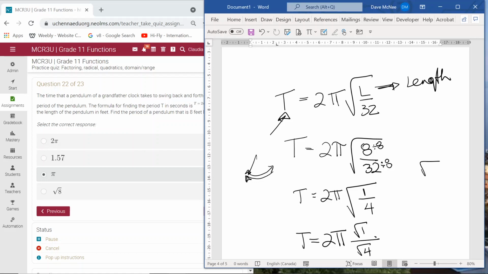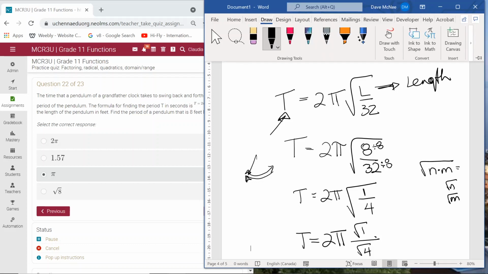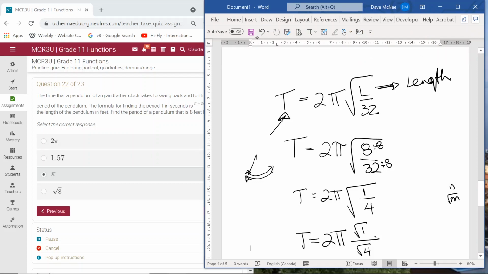Because when we talked about square root of n times m, I said that you can really write square root of n times square root of m. If I was to use numbers, if I had square root of 25 times 3, I can really write it as square root of 25 times square root of 3. Well, guess what? Same rule applies for division. So if I had one thing divided by another, which is what a fraction is, I can in fact split it up into two separate roots. So that's what I'm doing here.